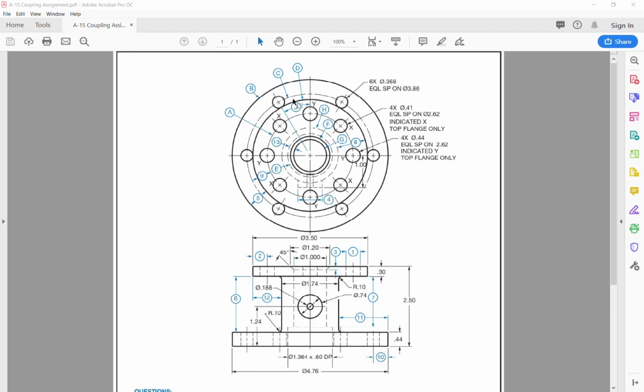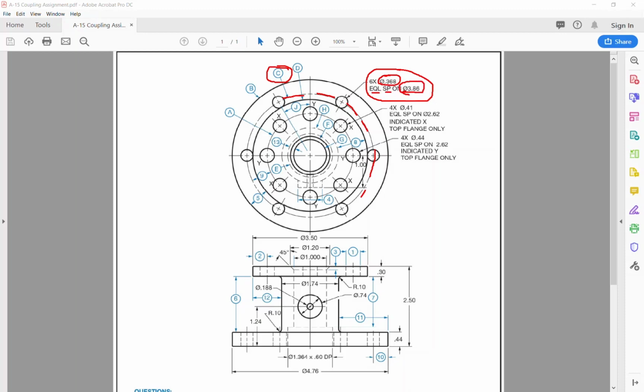So moving along, let's look at C. Well, C is easy. We've just done one like this before. C is another center line, which happens to be drawn as a circle. It's a bolt hole circle. I then look at holes that are on that bolt hole circle, and there's the answer right here. There's 6 holes that are a diameter of 0.368, equally spaced on a diameter of 3.86.